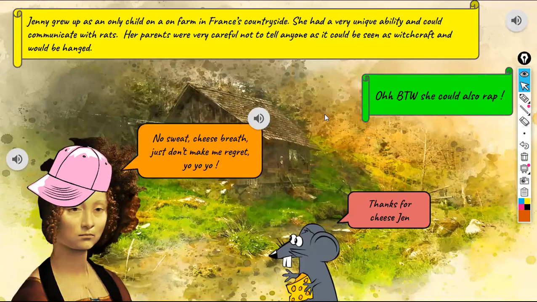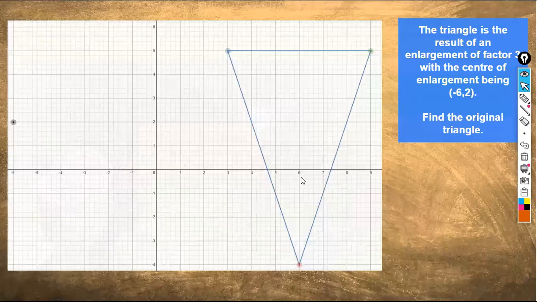No sweat, cheese breath, just don't make me regret. Yo. All right. How would you all rate that performance? I would definitely go to Jenny's concert. What? What's wrong with you all? And that's a 10 out of 10 performance here. She'll sell out a crowd in no time. All right. I will just take the heat here. All right, guys.